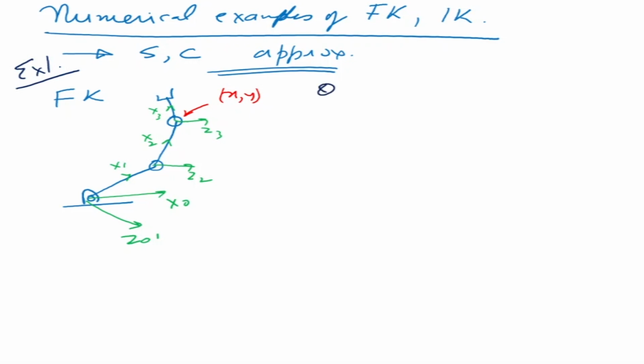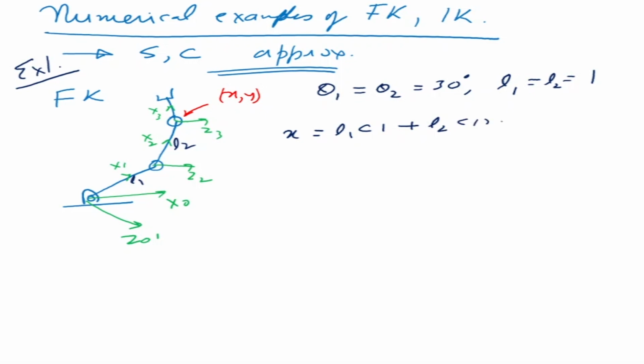Example 1: I'm giving theta 1 equal to theta 2 equal to 30 degrees. L1 is equal to L2 is equal to 1 unit. So this is L1 and that's L2. So we can write the DH parameter table and then write all the transformation matrices and get X equal to L1 cos theta 1 plus L2 cos theta 1 2. This I have done before also. I'm just repeating it quickly to make the connection.